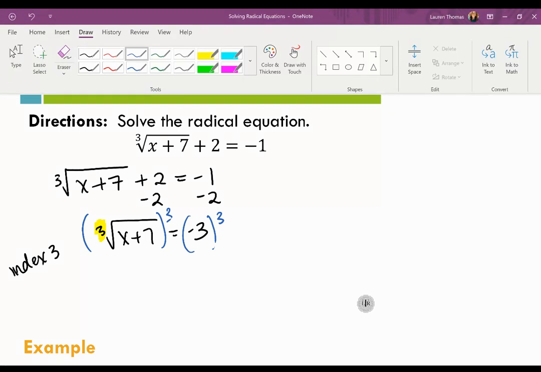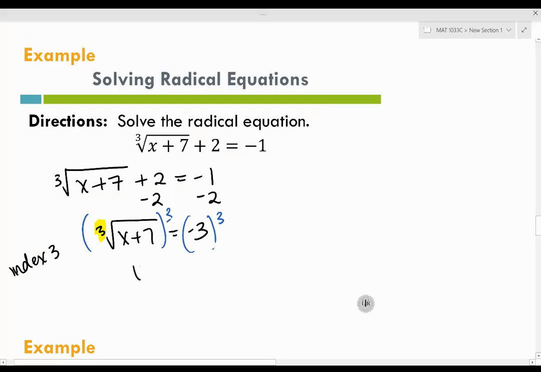When we do that, we're going to be left with what's underneath the radical, which is x plus 7. And we're going to cube negative 3. Negative 3 to the third power is negative 27. And then we're going to solve for x. So we're going to subtract 7 from both sides. So x equals negative 34. Remember, before you can accept that as your answer, you need to check it.